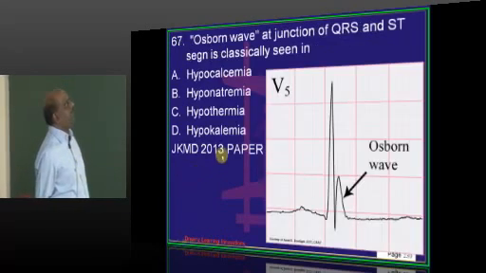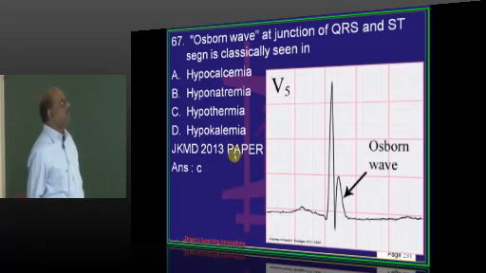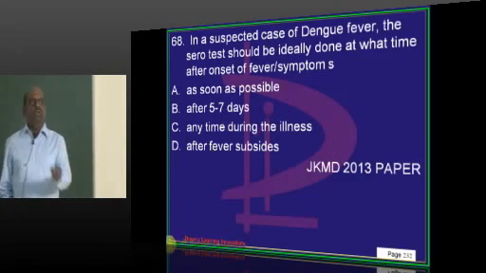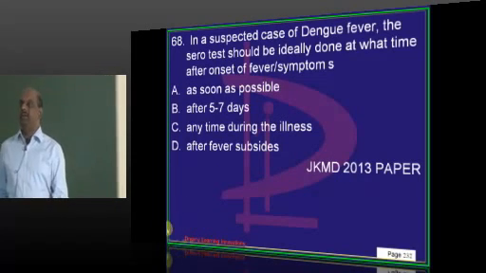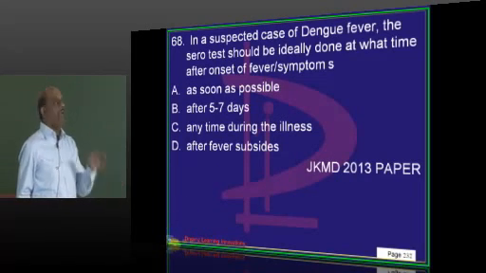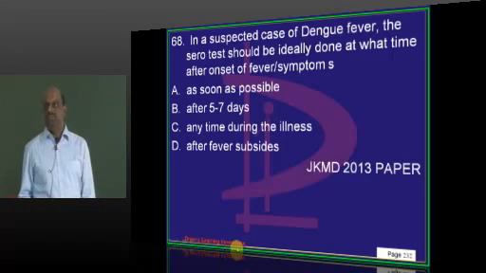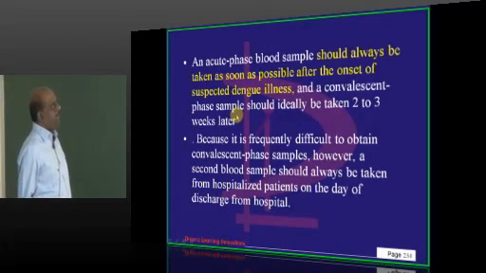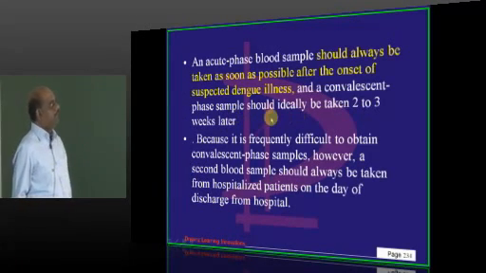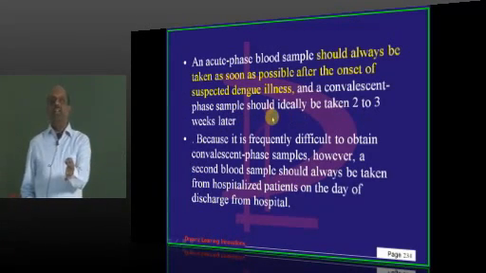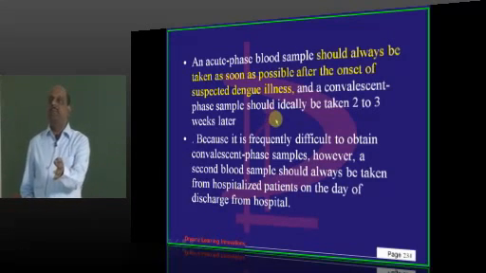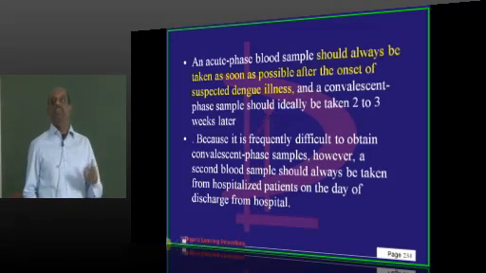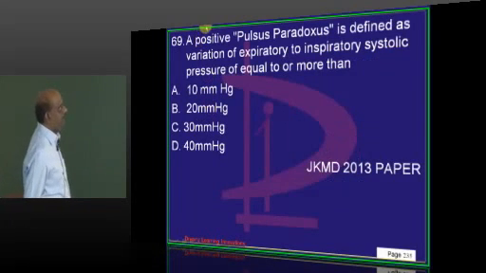HDL is protective in nature. Osborn waves is what you see in hypothermia. Now, dengue fever, what is the policy, doctor? The moment you suspect, take the serological sample. That is a very important principle. Take a serological sample. Ideally, 2 to 3 weeks later, a convalescent sample you have to take. But generally, at the time of discharge, we take the second sample.